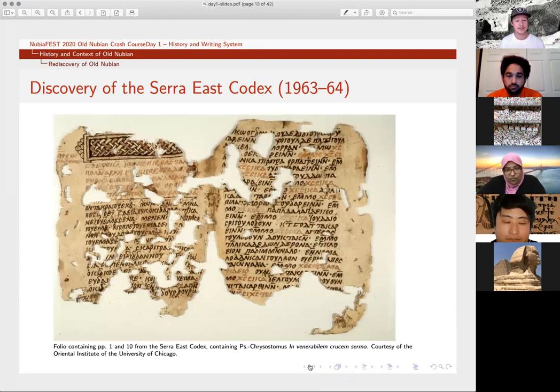Then we have excavations in Sera East by the Oriental Institute in Chicago. This is a particularly important find because it's the longest Old Nubian text that was found, the Serra East Codex. It's a homily by Pseudo-Chrysostom, which partially overlaps with the Stavros text. So there's a really interesting intertextuality between these two texts.